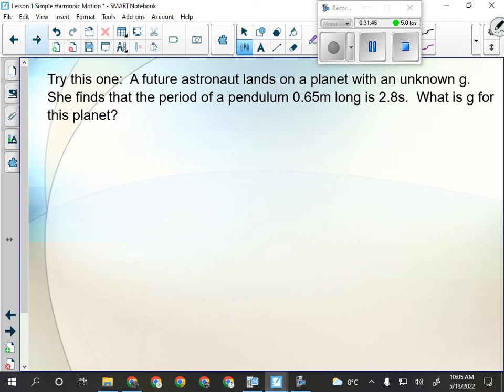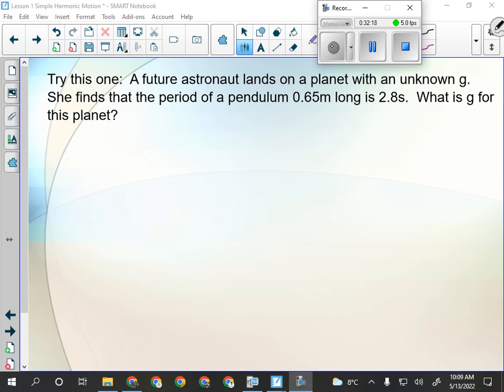Okay, so a future astronaut lands on a planet with an unknown acceleration due to gravity. That would never happen. You would never land on a planet where you did not know what the acceleration due to gravity was, because it would make landing very difficult and dangerous. But let's just say that that's what happened. Okay, they get there and she takes out a pendulum that is 0.65 meters long and finds that the period is 2.8 seconds. Find g for that planet.